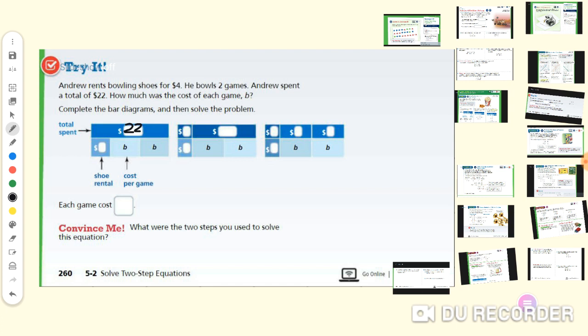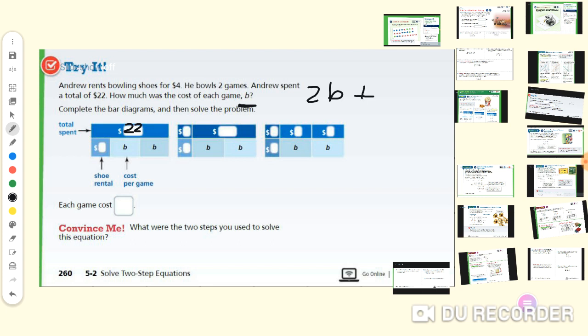How much was the cost of each game? He said to me from the beginning, the cost of each game is B. He said so in the problem. So the price of 1 game is B. How many games did he play? 2. So it's 2B. Yes, because 2 games.